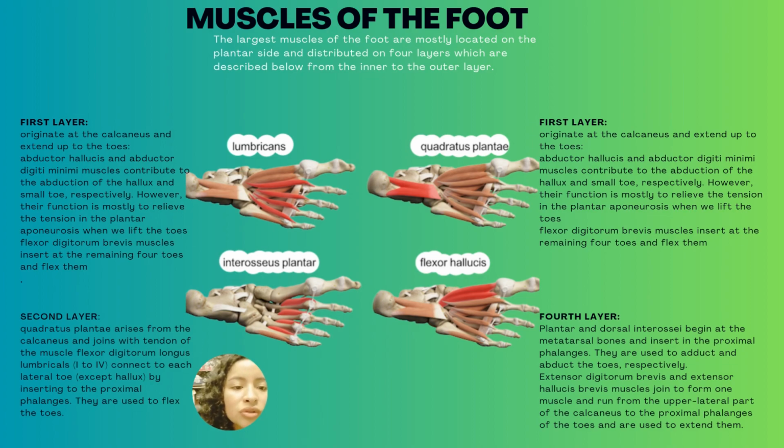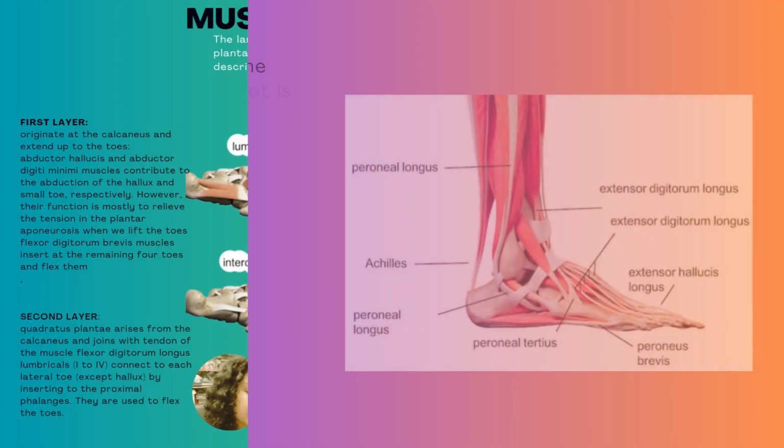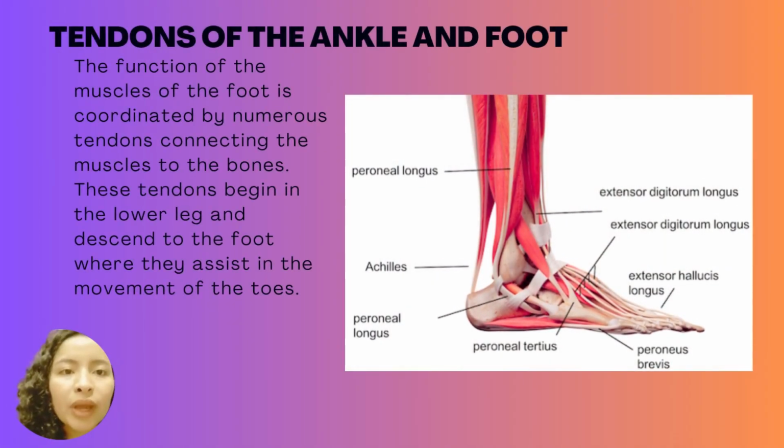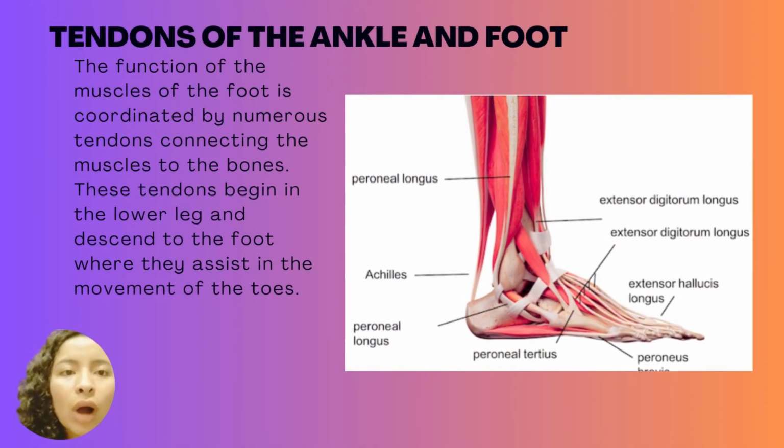Fourth layer. Plantar and dorsal interossei begin at the metatarsal bones and insert in the proximal phalanges. They are used to abduct and adduct the toes, respectively. Extensor digitorum brevis and extensor hallucis brevis muscles join to form one muscle and run from the upper lateral part of the calcaneus to the proximal phalanges of the toes and are used to extend them.